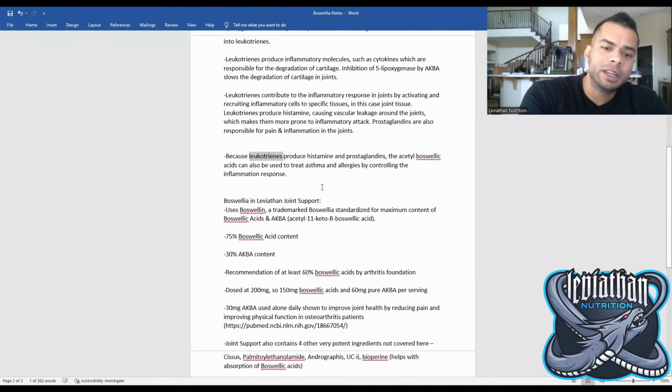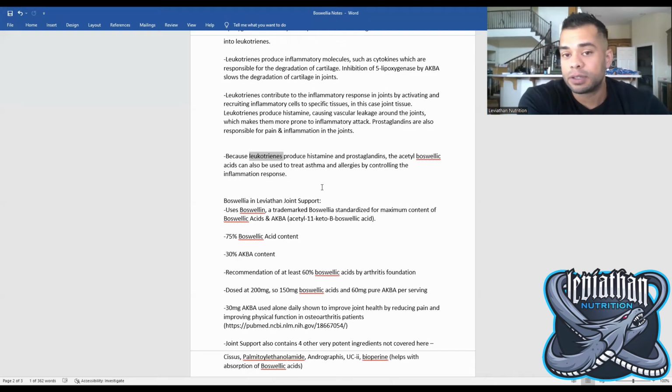Now, when you hear histamine, you usually think of things like allergies. Because leukotrienes produce histamine and prostaglandins, the acetyl boswellic acids have also been looked at for their use in treating asthma and allergies by controlling that inflammation response caused by histamine.